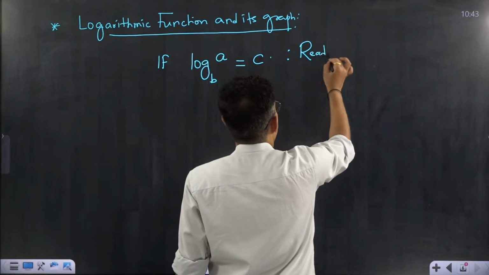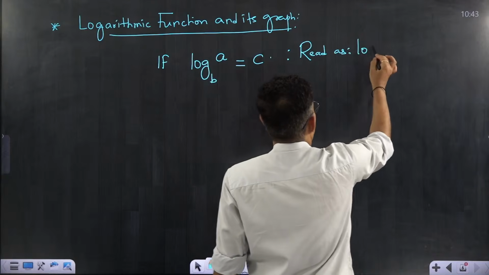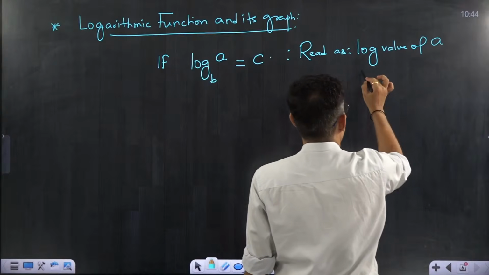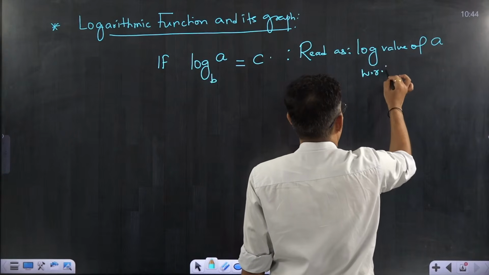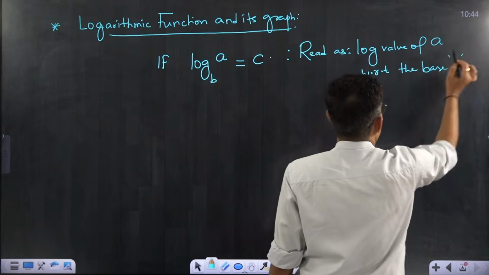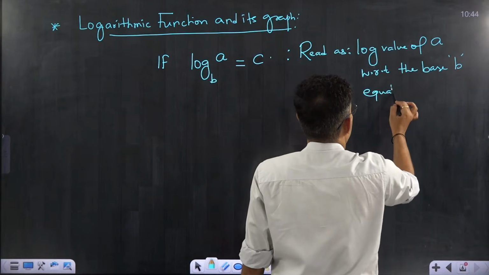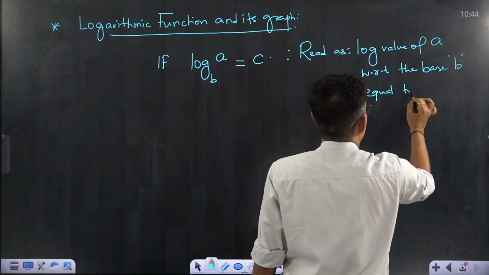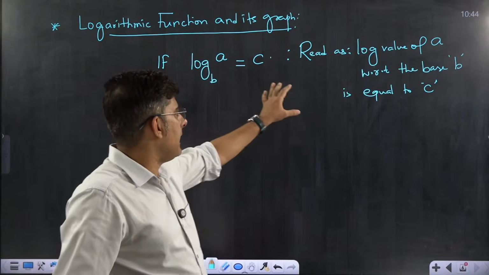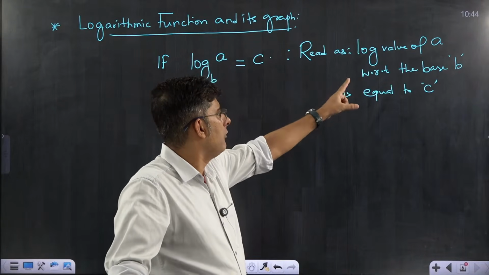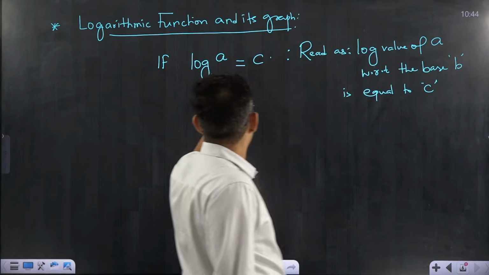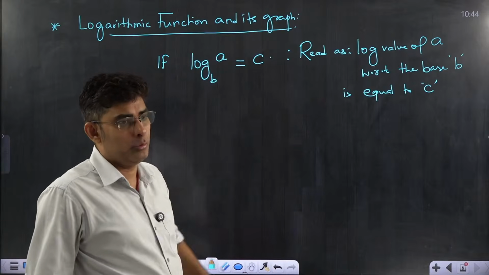It is read as log value of A with respect to the base B is equal to C. So when you say log, it is read like this: log value of A with respect to, WRT means with respect to, base B. This is called the base, this is A, base B, and equals to C.